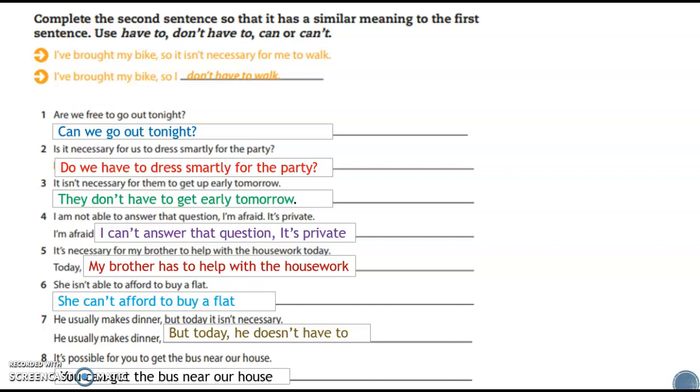Okay, thank you very much. And remember that we use can or can't when something is or is not possible. And we use have to when you need to do something. Okay.